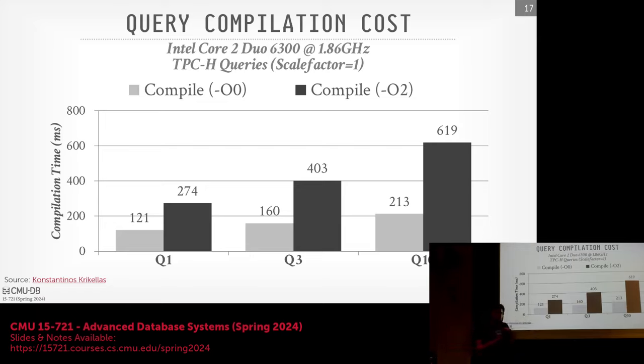Now, the Hyper paper you guys read doesn't solve it. They solve it afterwards. We'll cover that in a second. But in that case, again, because this is forking GCC, it's a much more expensive compilation process.